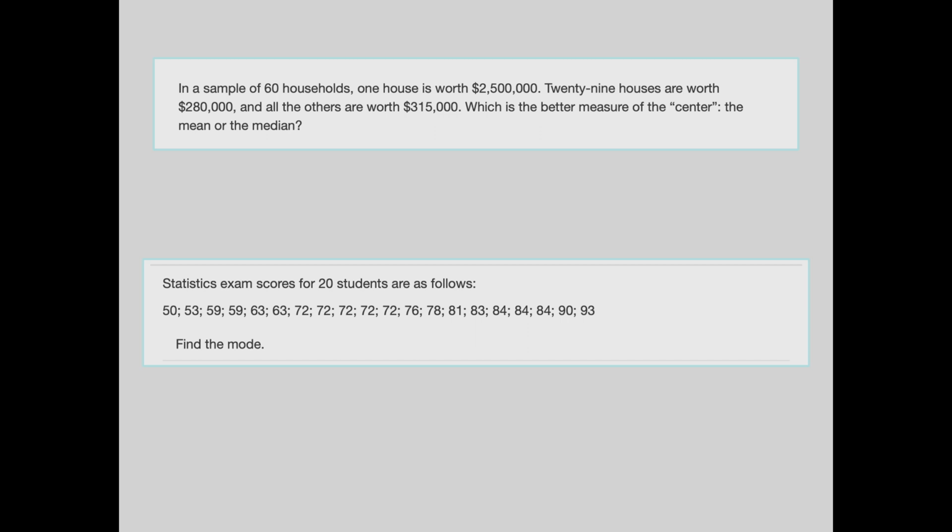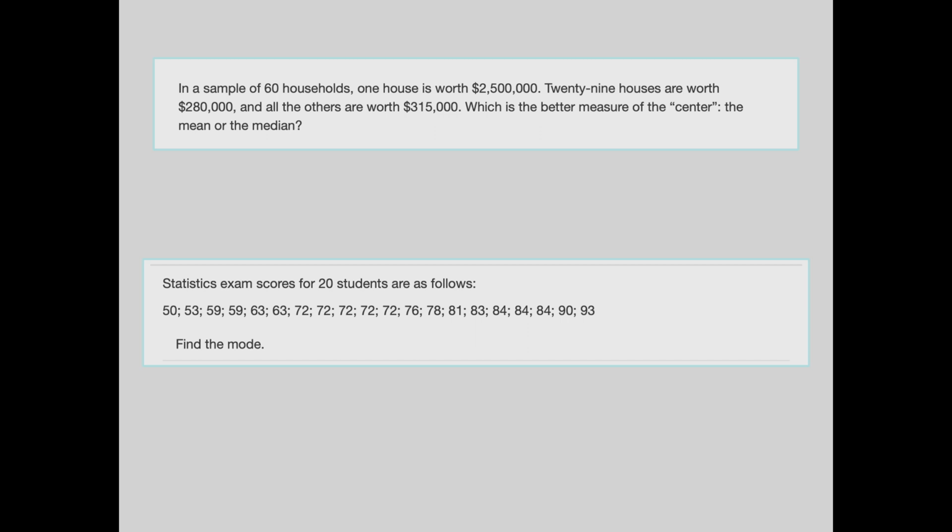Okay. Statistics exams for 20 students are shown. Find the mode. Now remember, mode is most frequent or most popular. It is possible to have more than one mode. You're looking for the score that you see the most. And that is 72. There are more 72s than anything else there.